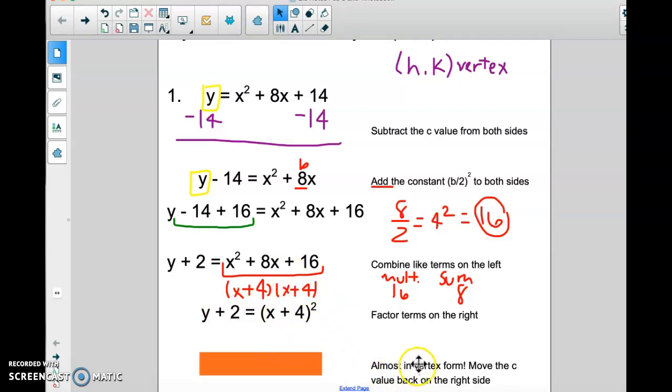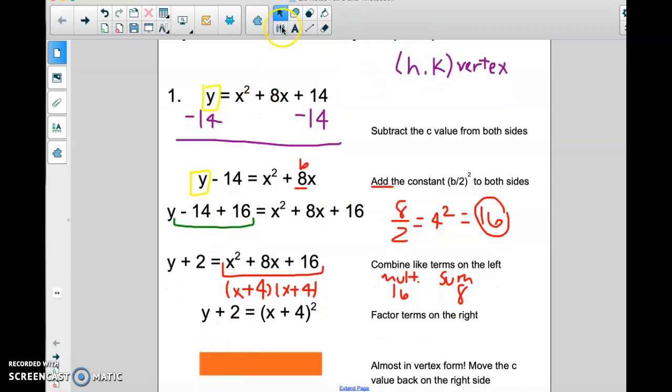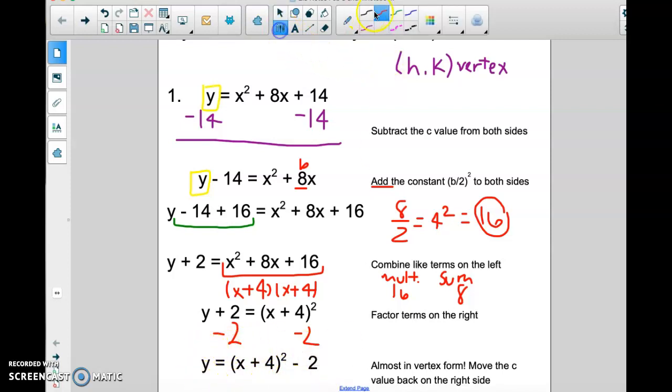Now I'm almost in vertex form, right? If I come back here, this is pretty much the same. I have something in parentheses and it's getting squared. I just need to get my y alone. So let's move that y value over. Minus 2 on both sides. Move the c value back over, and I'll be finished. So notice now I will have x plus 4 squared, and then that minus 2 on the end. Here is my vertex form, and I'm all finished.